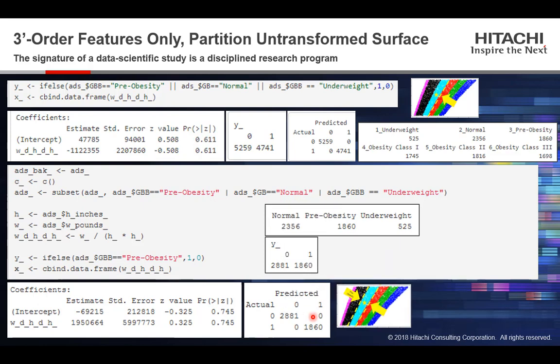Well, we did it using science, using hypothesis testing. We certainly used some statistics. I suppose you could call it machine learning to help us do our data reduction. But the thing that was key to this result is that I prosecuted this data science research program to isolate the pre-obese data. Now, this could be a hard job.